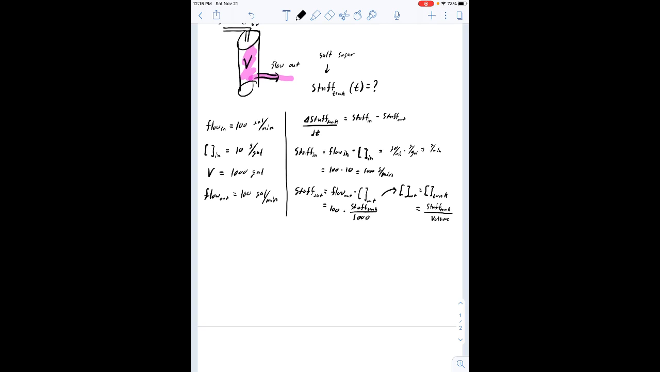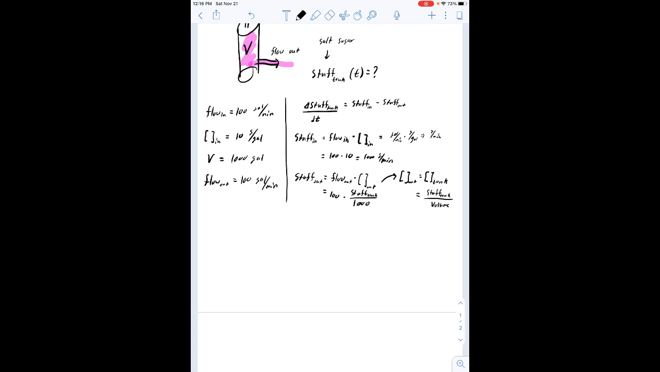So we have 1,000. So now we can actually make an equation, and we can actually solve this equation. So let's just call the stuff in the tank, let's define it to be x.